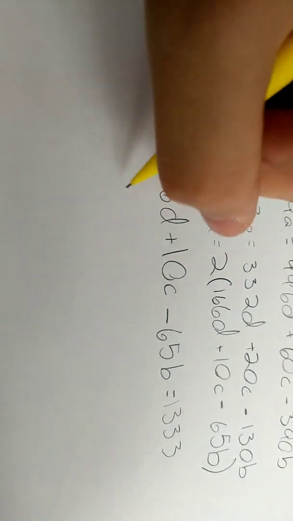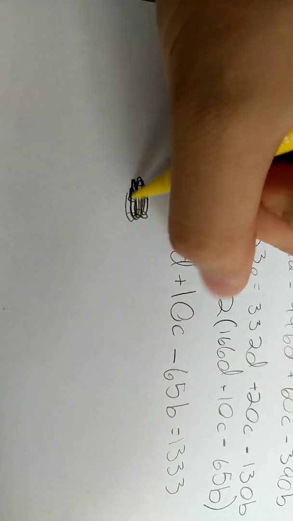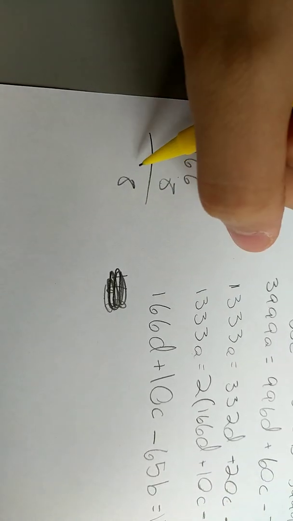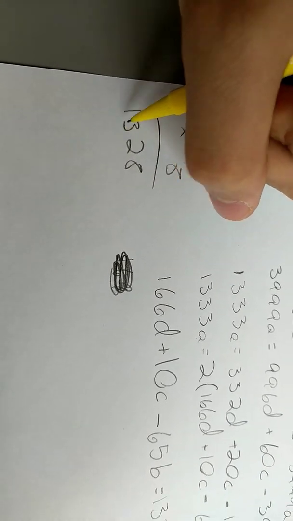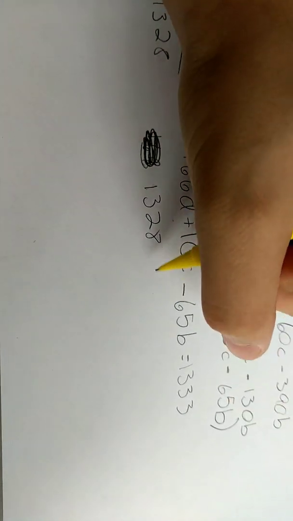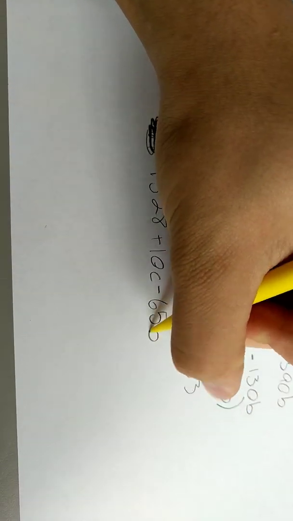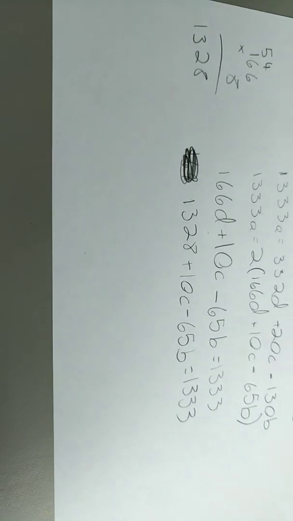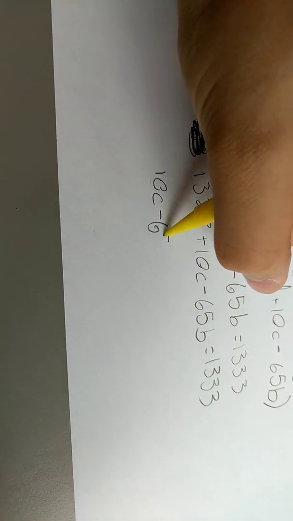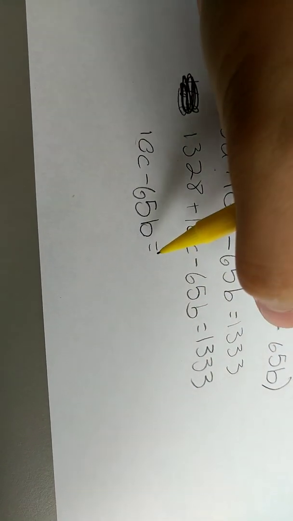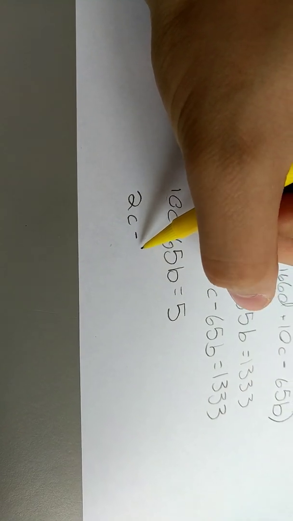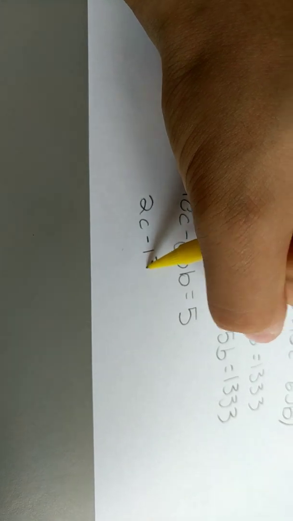So now I can plug that in over here. It is 166, I'm going to actually expand that right over here. 166 times 8, let's see what that's equal to. That's 48. That's 48 again, carry the 4, that's 52. That's 8 plus 3, that's 1328. So I have 1328 plus 10C minus 65B is equal to 1333. Okay, so now I'm going to subtract 1328 on both sides. I'm going to have 10C minus 65B is equal to 5. I can divide by 5 on both sides, and I have 2C minus 13B is equal to 1.